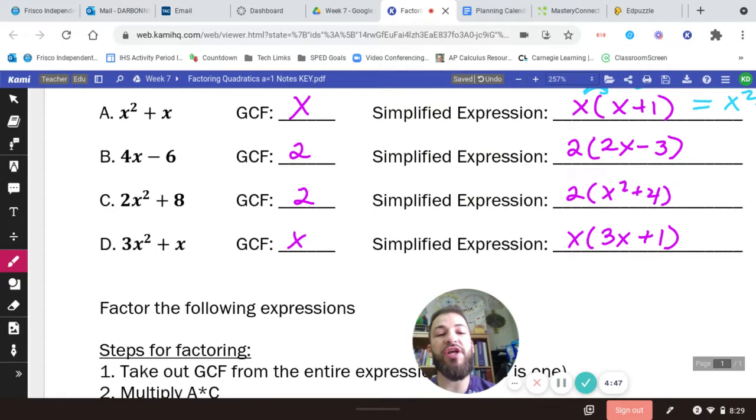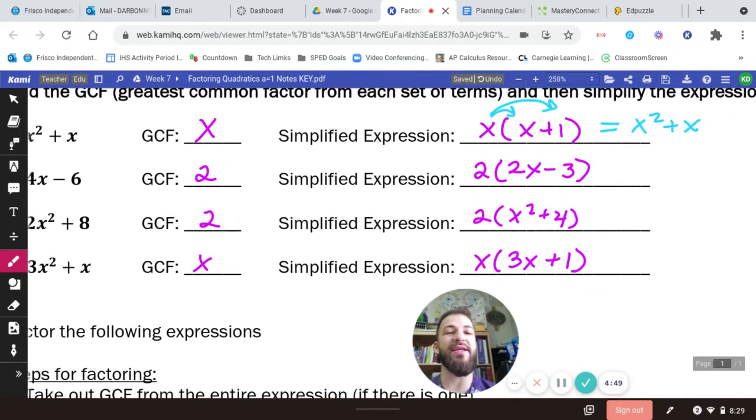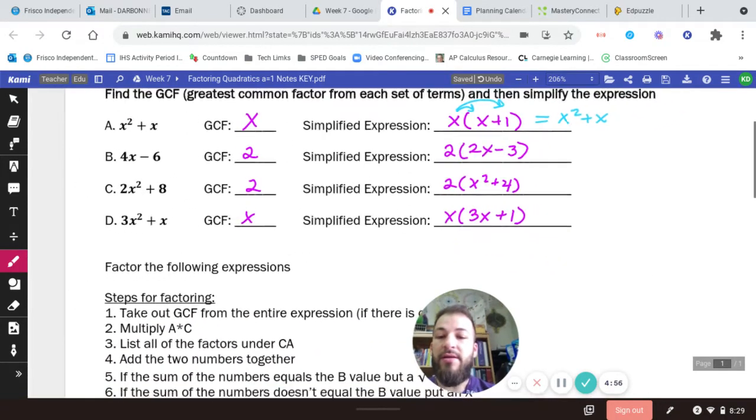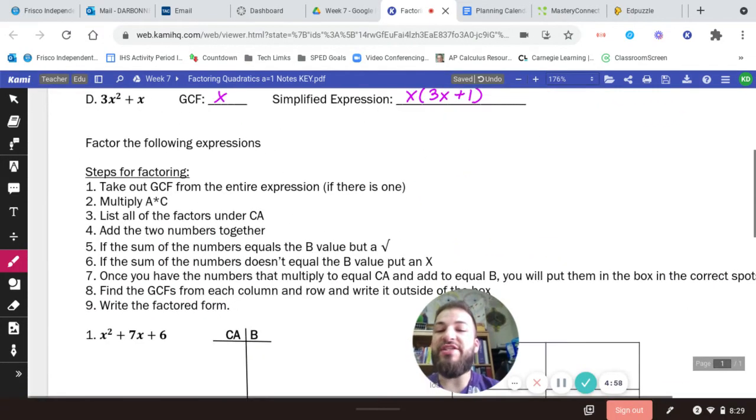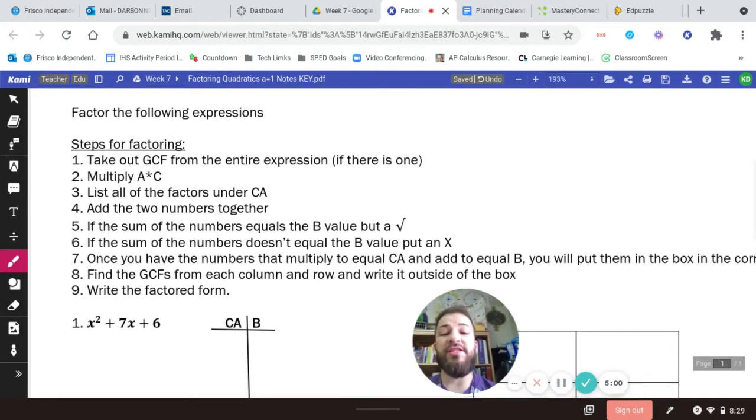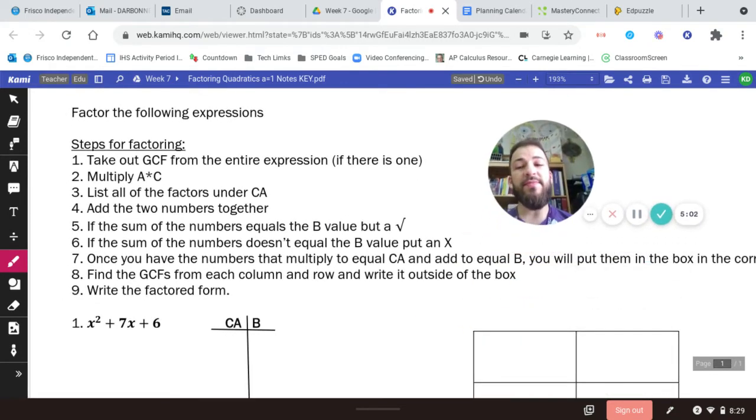And you can always check your work when taking out a GCF by saying, okay, if I multiplied that back out, would I get the original? Okay, so finding a GCF is really the first step in our full factoring. Sometimes you can fully factor something by taking a GCF. Sometimes we have to do a little bit more. And so we call this the CAB method.